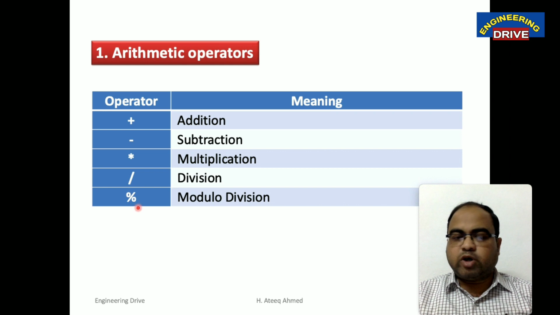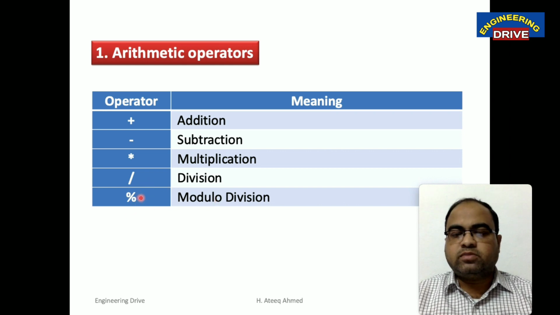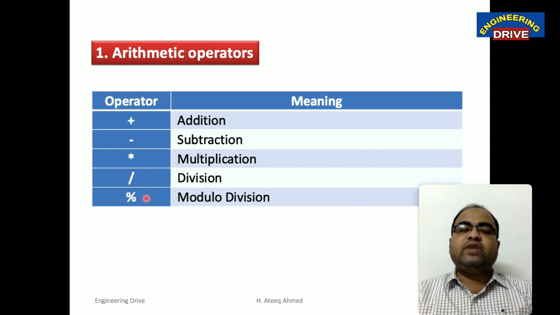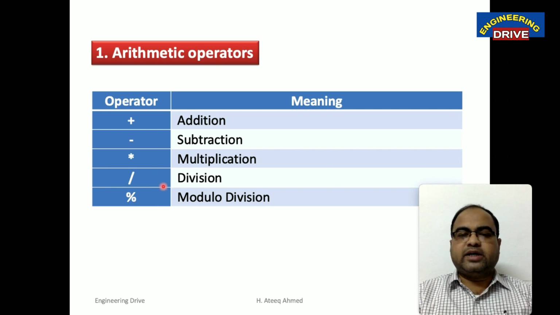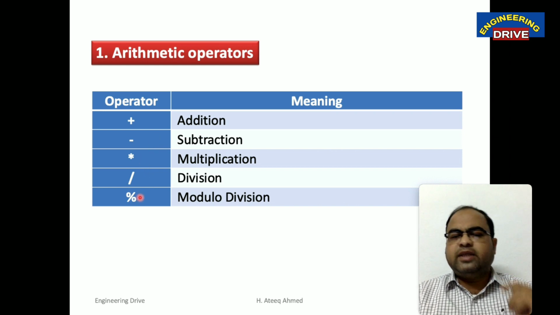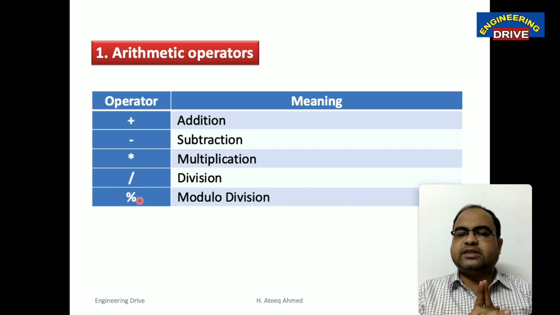And the 5th operator is modulo division, or we can call it mod also. Sir, this is the percentage symbol, no? Yes, it is the percentage symbol, but we need to refer to it as the mod operator. So these are the 5 operators. Already we know what plus, minus, multiplication and division will do. Then what is this mod operator, sir? What type of values will it return as the answer?